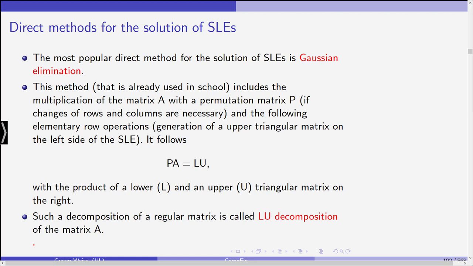It includes the multiplication of A with a permutation matrix P. So you are changing rows, you're changing columns if necessary. You remember this from school and maybe the introduction to mathematics: to solve the system of linear equations with Gaussian elimination, you have to know some tricks for how to change the rows and columns of your matrix. In matrix notation, it means that you are trying to get something like this: P times A equals L times U. L is a lower and U is an upper triangular matrix, obere, untere Dreiecksmatrix. When you get such a decomposition, which we call an LU decomposition of the matrix A, then you can solve the system of linear equations.